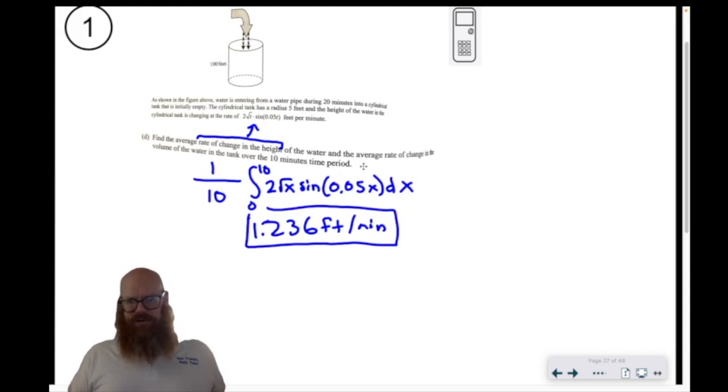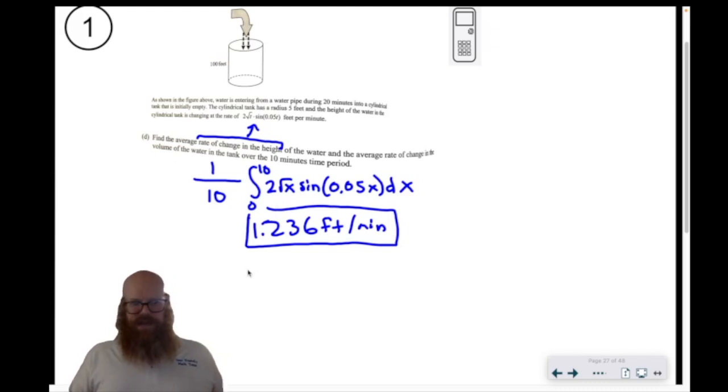Then it wants the average rate of change in the volume. So I don't think at any point earlier, we have the function that would give us that. Let me think about this. So if we want to take the average value, okay, yeah, we're basically doing the same thing. We want the average of the rate of change of the volume.